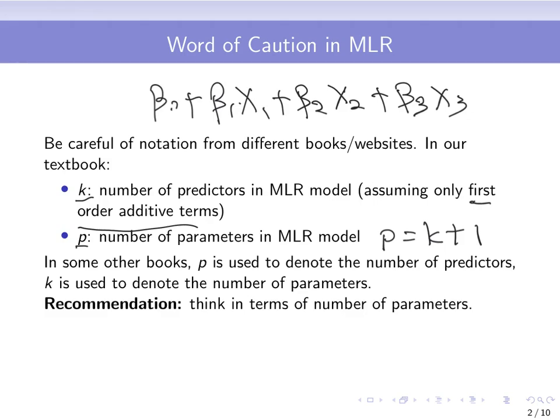Now, in some other books or resources, they use P to denote the number of predictors and K to denote the number of parameters. So they might switch it the other way around. So just be aware of that. One recommendation I have is to actually think in terms of number of parameters, because in later modules we will look at other models, not just the first order additive models, because in those models this relationship no longer holds. So it's best, in my opinion, to view it in terms of number of parameters P.